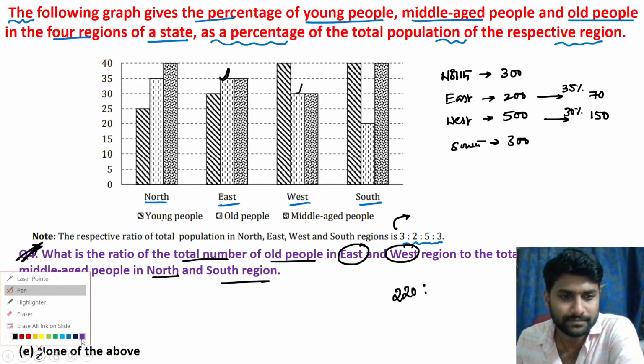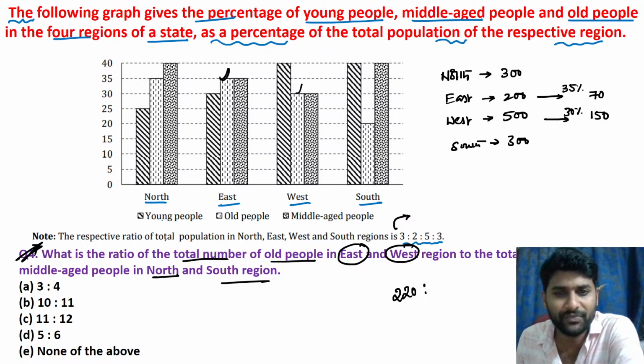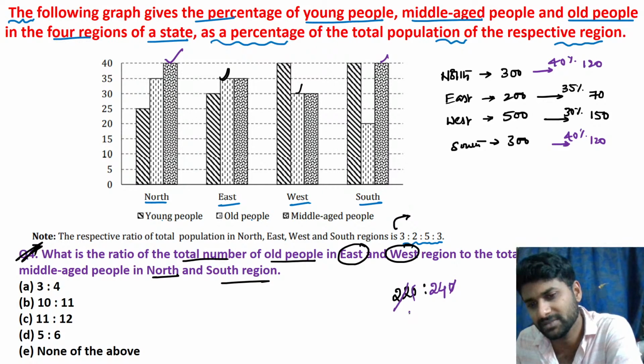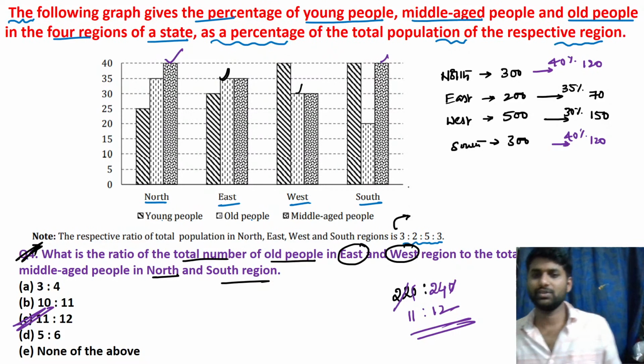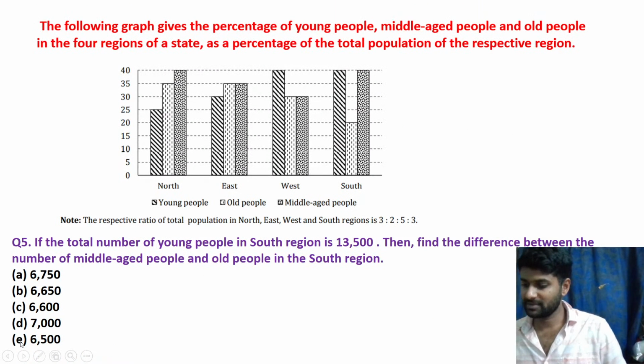Now the next one. We are assuming one value, we have gone through the calculation. And the total number of middle-aged people in north, here 40 percent. 40 percent value is exactly equal to 120. And south region middle-aged people, here exactly equal to again 40 percent. 40 percent of 300 is 120. 120 plus 120 is equal to 240. Cancel the numbers: 11 is to 12. So the respective ratio is 11 is to 12. You can assume a population, but you can't violate the respective ratio. That is question number one. Let's try the next one.